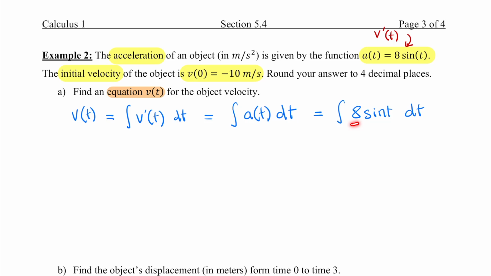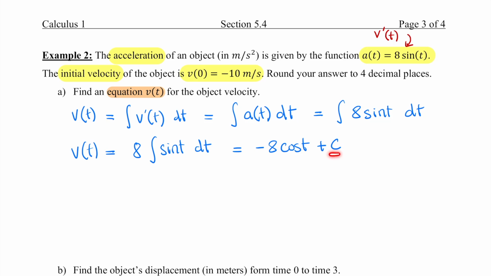8 is a constant that is multiplying sine of t, so I can pull 8 out to the front of the integral. So I have v of t equals 8 times the integral of sine of t dt. And the integral of sine of t dt is negative cosine t. So I have negative 8 times cosine t plus c.